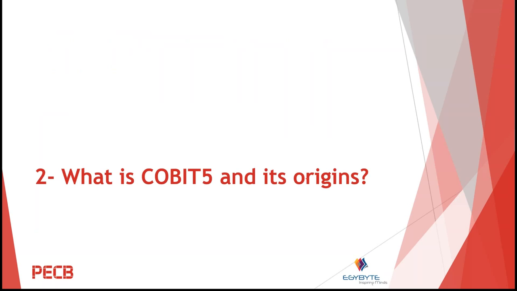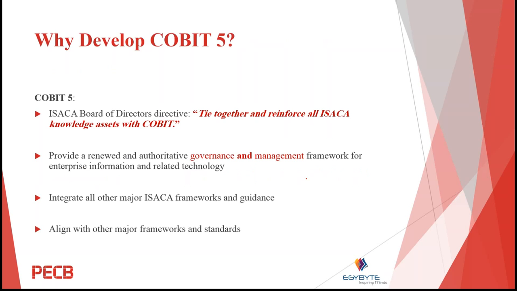But before talking about COBIT5, let's have a look at its origin. COBIT5 is the most famous framework developed and owned by ISACA in USA. And why was it developed? Because the board of directors decided that we need to tie together and reinforce all ISACA knowledge assets with COBIT, which means that COBIT5, the version we have now, is something like a combination of all the best practices ISACA had produced before, now combined into one single integrated framework, which is COBIT5.